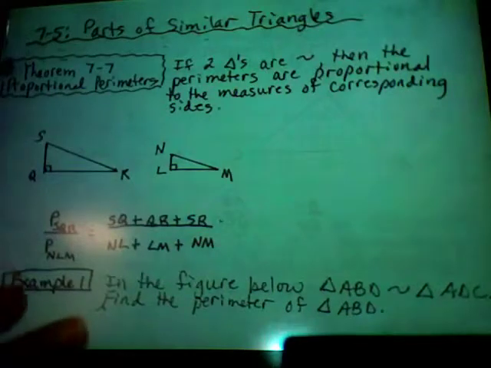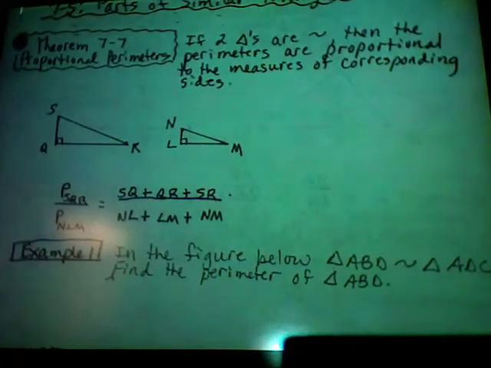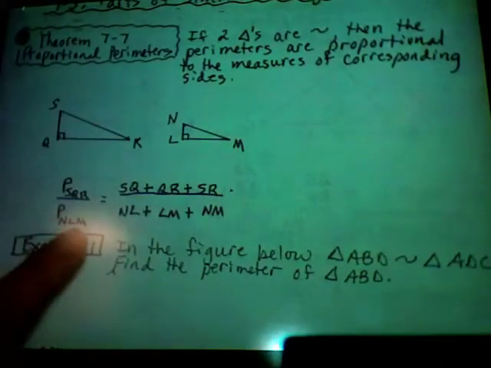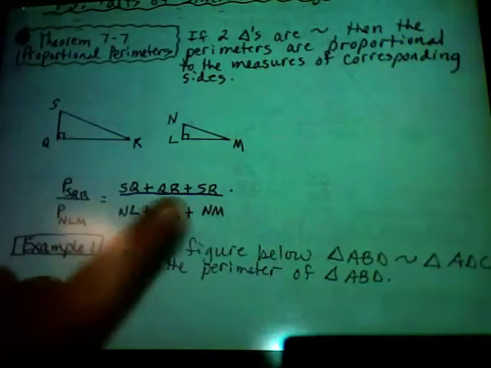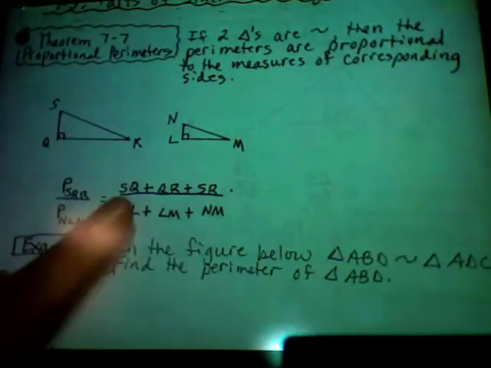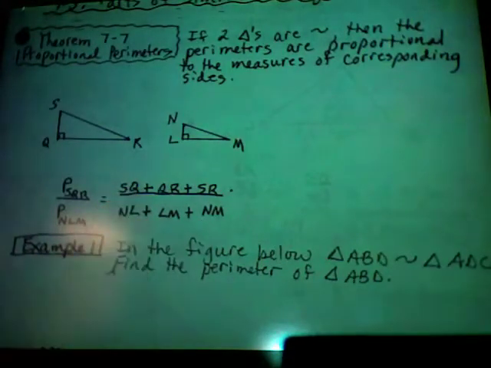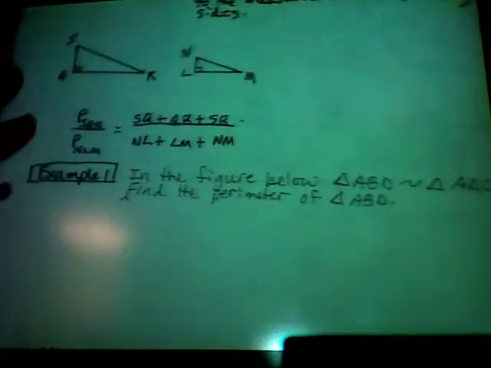Okay, so Theorem 7.7 just says that if two triangles are similar, so if you're told they're similar, then the perimeters are proportional to the measures of any of the corresponding sides. So I've put here, obviously to find perimeter you add up each of the sides. So those perimeters are proportional. And I could use now perimeter in my ratio with any set of corresponding sides. So you're going to find that handy. So let's look at example 1.